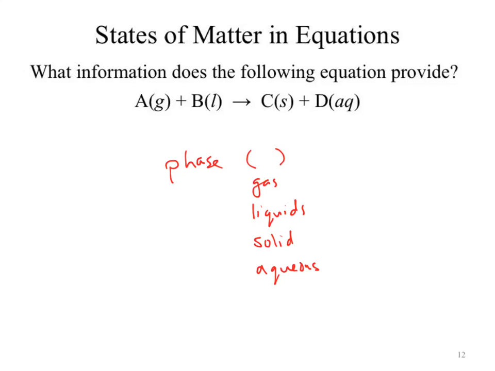So in our reaction, if we were to try and describe what was present, we could say A was there, B was there, C was there, D was there, and H2O. Because that's what that AQ is signifying. What else does our reaction equation give us?